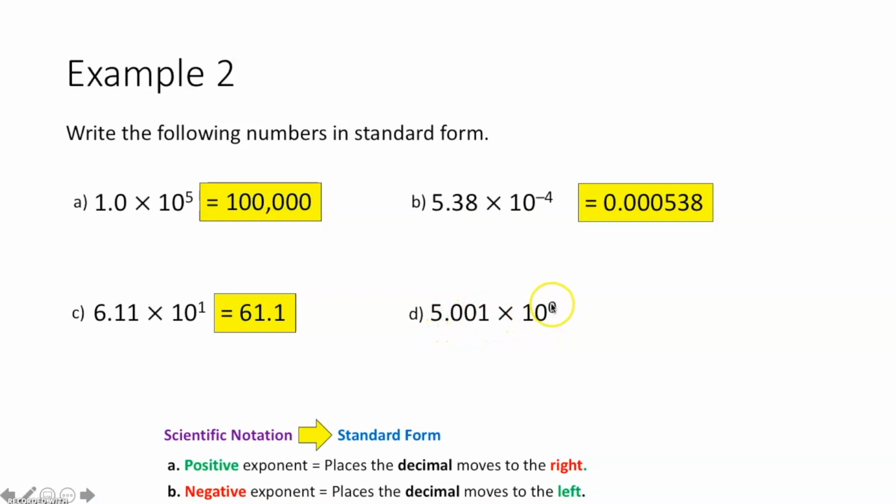Since it's to the 0 power, it's neither positive nor negative. So I don't move the decimal place. I leave it as 5.001 and that is my answer.